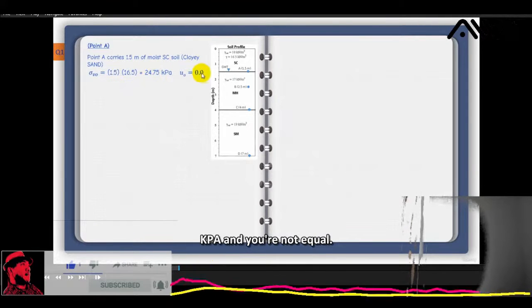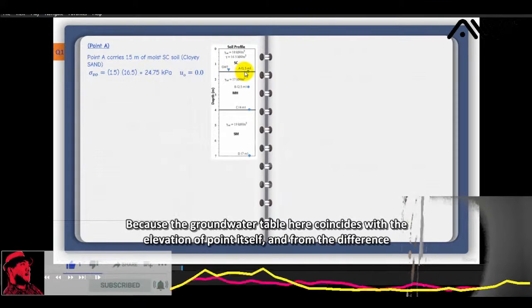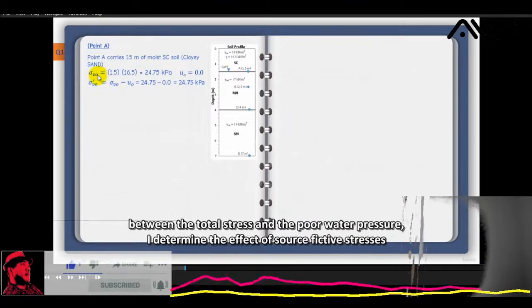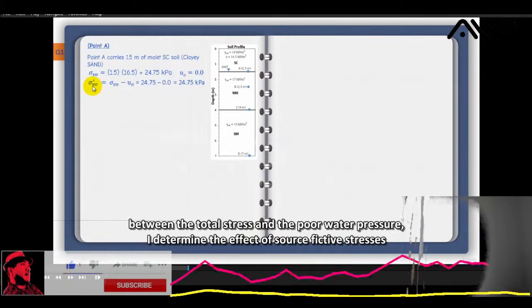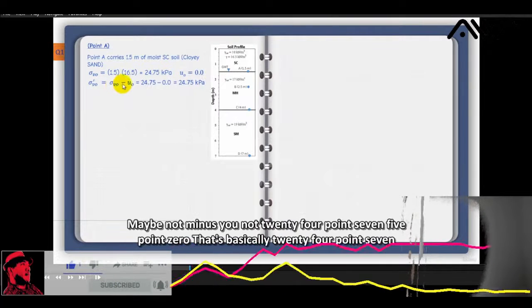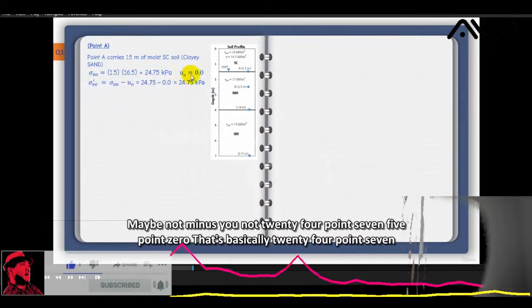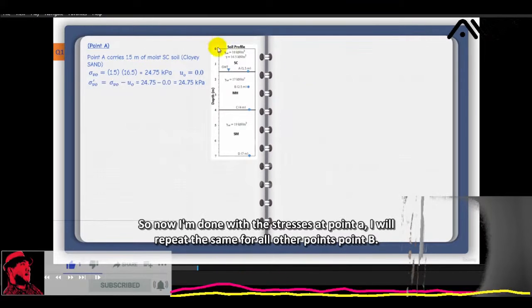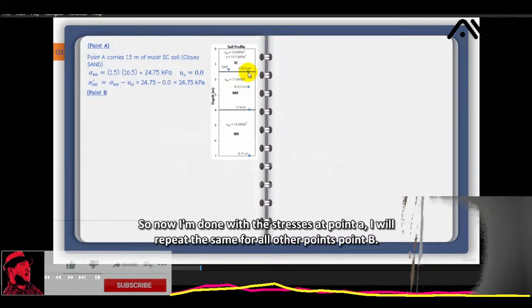And u naught equals 0. Why? Because the groundwater table here coincides with the elevation of point A itself. And from the difference between the total stress and the pore water pressure, I determine the effective stress. Effective stress is sigma V naught minus u naught. 24.75 minus 0, that's basically 24.75 kPa. So now I'm done with the stresses at point A. I will repeat the same for all other points.